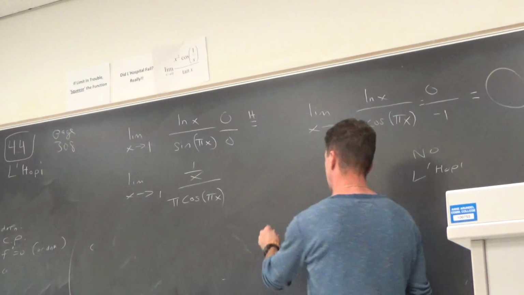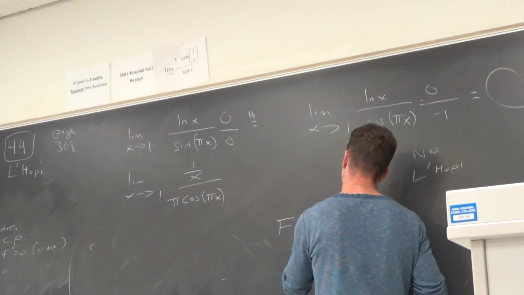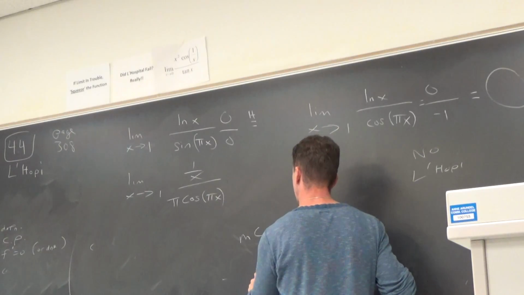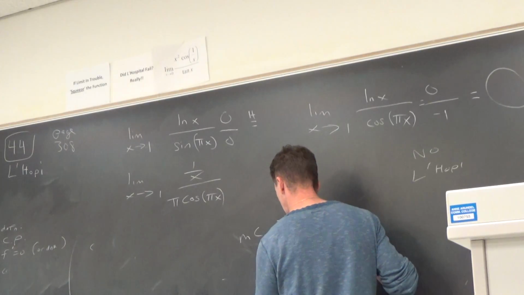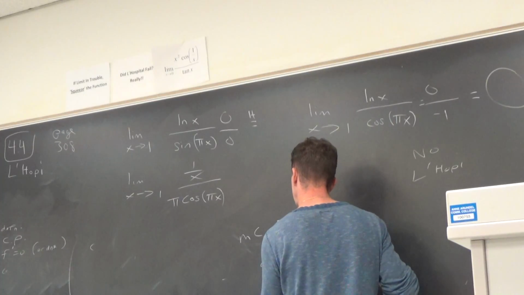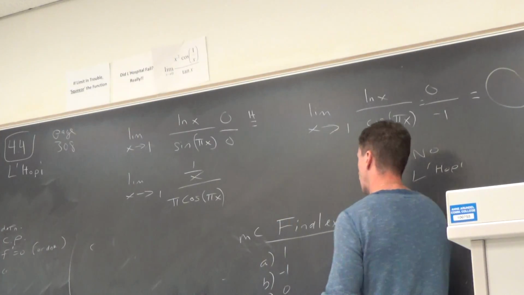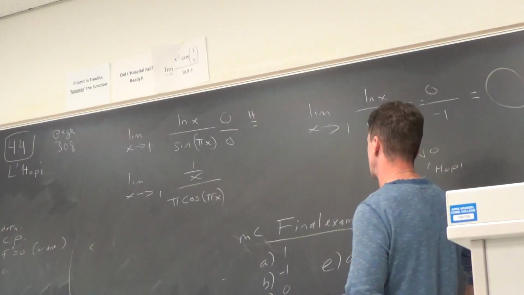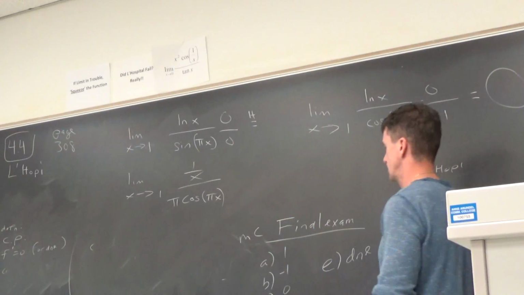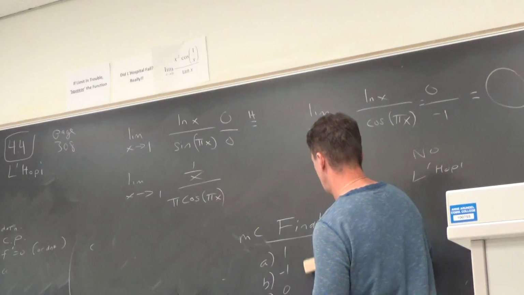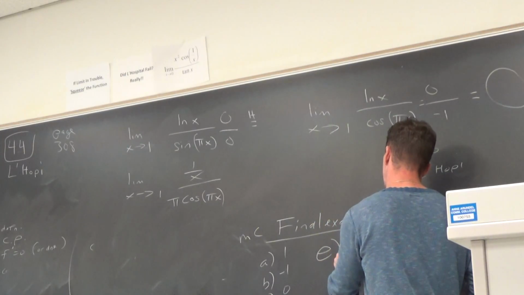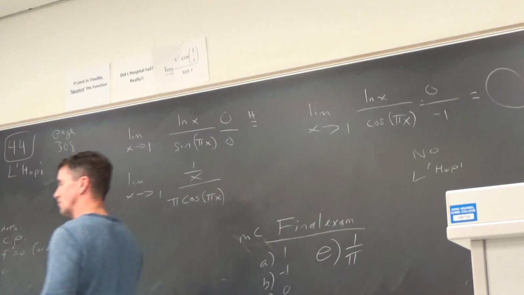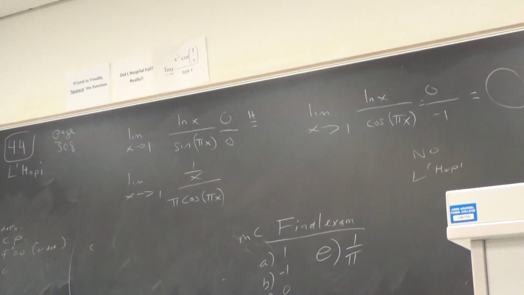Oh, so, let's see. Final exam. Multiple choice. Is it A? Is it B? Is it C? Is it D? Is it 1? Is it negative 1? Is it 0? Is it 1 over pi? Or is it E? Does not exist. That'll work. D. See, sometimes people miss the negative. Cosine of pi is what? Negative 1. Does everyone agree it's D?